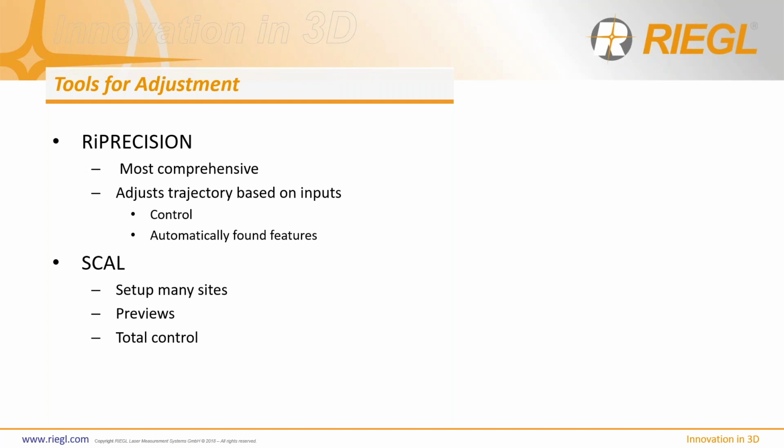So some of the new folks that have come on to mobile scanning in the last couple of years, they're spoiled, quite frankly, because RIE Precision does a lot of things for you. SCAL, or Scan Data Alignment Tool, was the original RIE Precision module or improvement. So it was the next step in the progression from strip alignment to RIE Precision.